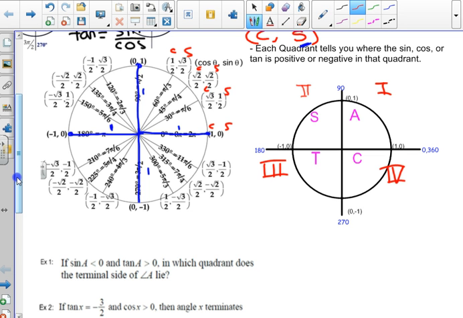All right. So quadrant 1, this is something you're going to want to write in. In quadrant 1, the A is going to stand for all. And what all means is that the sine, the cosine, and the tangent are all going to be positive in quadrant 1.